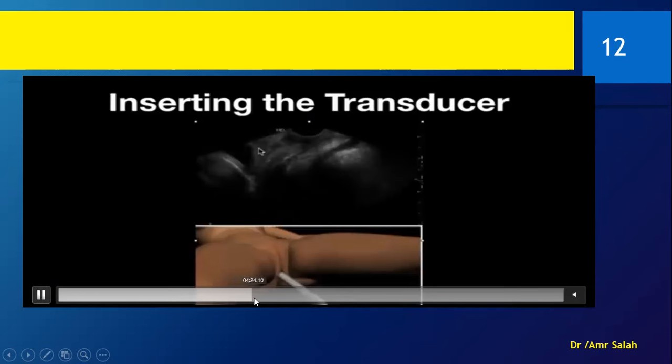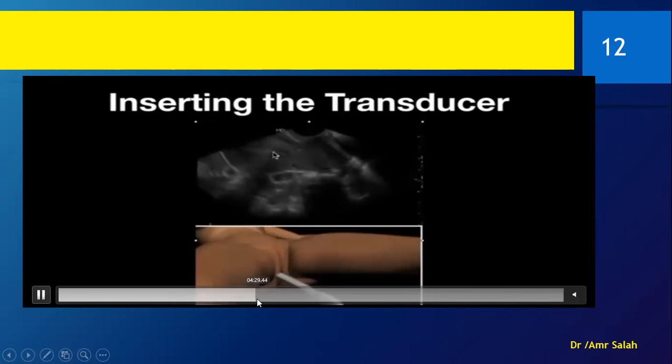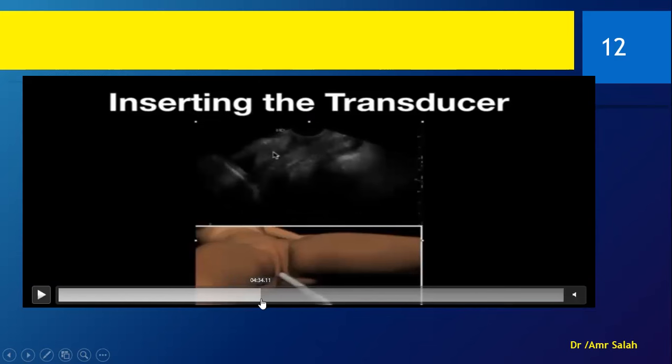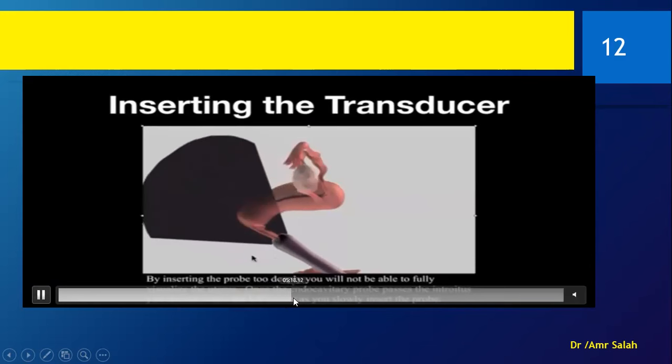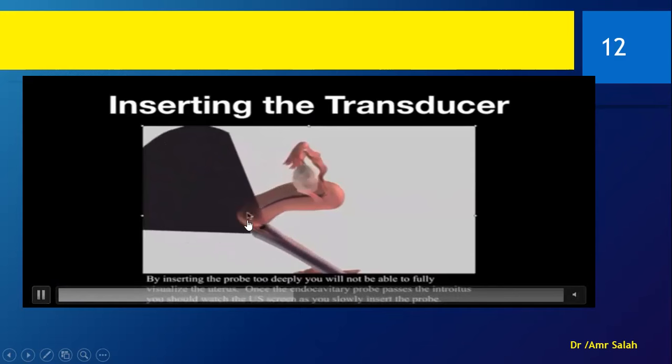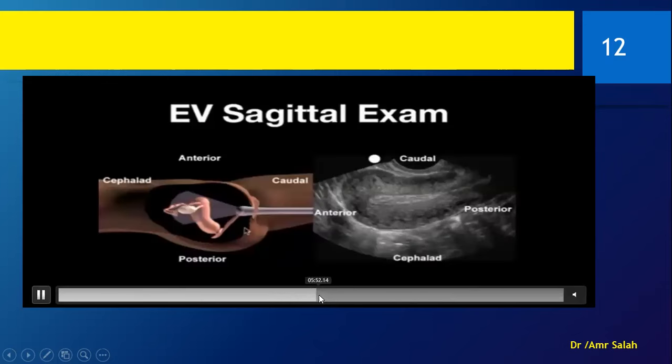See, it's trying to locate the bladder and the uterus. Well, this is the uterus. We'll explain this point. When you insert the probe too deep, you will not see the whole of the uterus and the ovary. See, if you insert it too deep, you will not see anything. So we have to take the probe a little bit outwards or ask the patient to put a pillow underneath her buttocks in order to see the rest of the uterus. As such, okay? So we have to take the probe a little bit outwards.